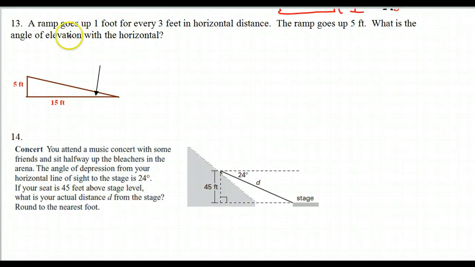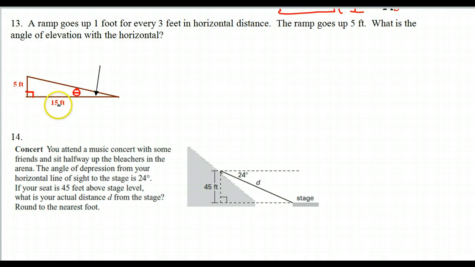Number 13. A ramp goes up 1 foot for every 3 feet horizontal distance. This particular ramp goes up a total of 5 feet, which of course means that this would be 15, 3 times 5. Anyway, what is the angle of elevation? I've even got a nice arrow showing you that we're talking about this angle right here. I'm going to call it theta. Very often we use theta to represent angles in higher level math.